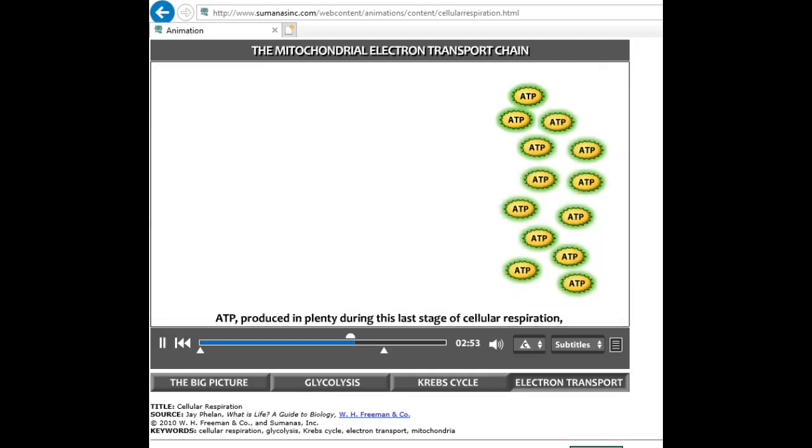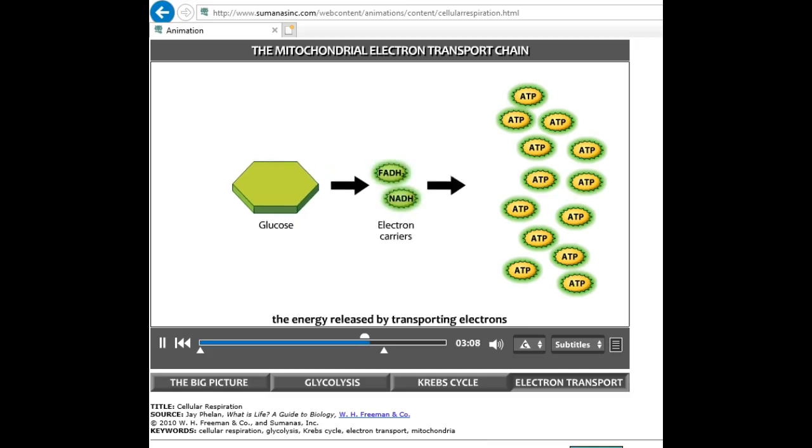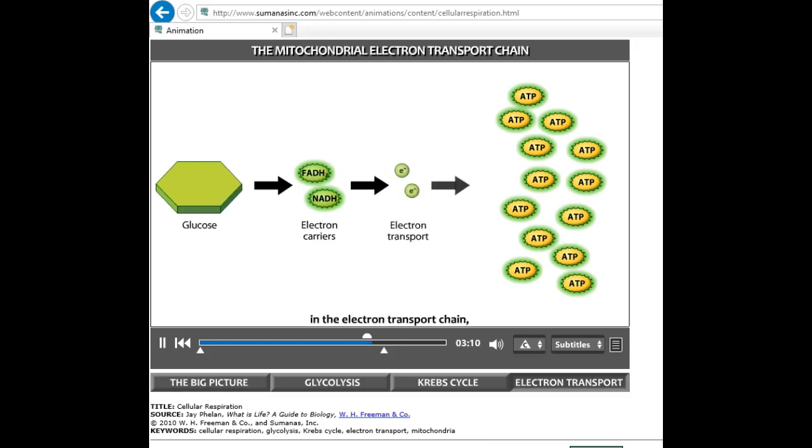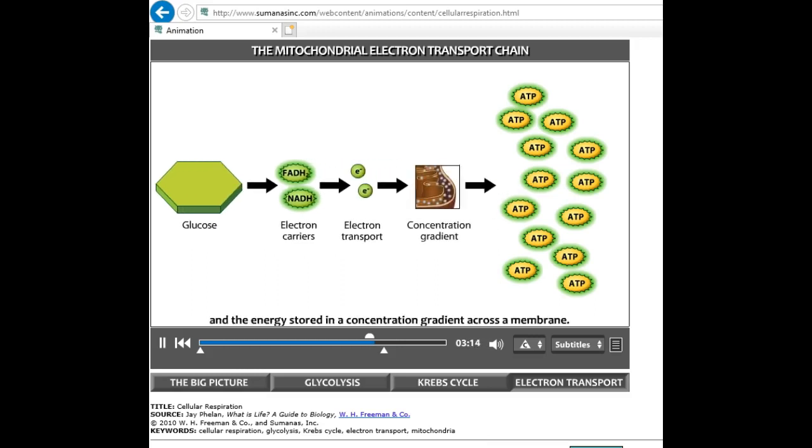ATP, produced in plenty during this last stage of cellular respiration, contains energy that had its origin in a molecule of glucose. Along the way, the energy took many forms, including the energy held by electron carriers, the energy released by transporting electrons in the electron transport chain, and the energy stored in a concentration gradient across a membrane. In the form of ATP, the energy originally in the bonds of glucose can be used to fuel cellular work.